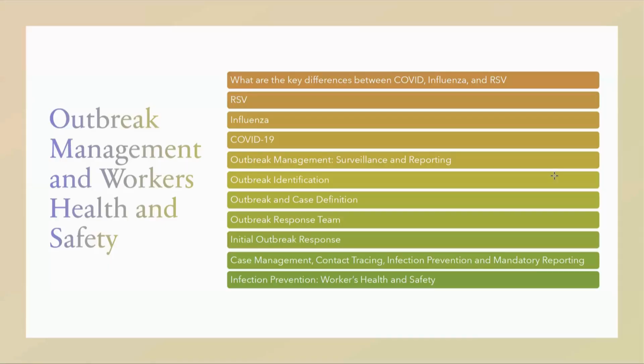Next slide. Today I'm going to talk about the key differences between COVID, influenza, and RSV, which is just going to be a quick run through, looking at the symptomology. We're going to talk about outbreak management, surveillance and reporting, outbreak identification, and outbreak and case definition. I'm going to talk about the outbreak response team and what occurs on that level, initial outbreak response and case management, contact tracing, infection prevention and control, and mandatory reporting. And then just a quick blurb on infection prevention, workers' health, and safety as well.